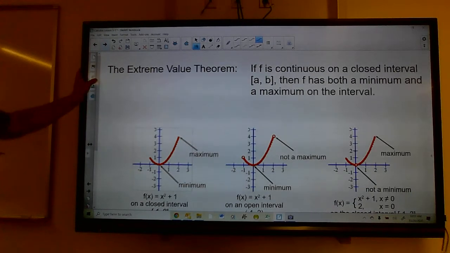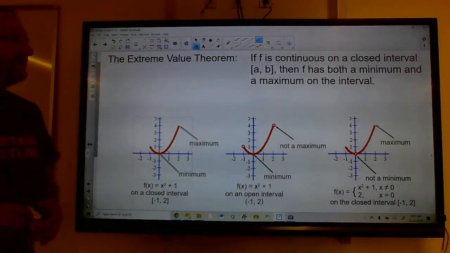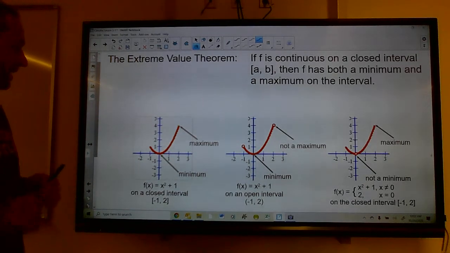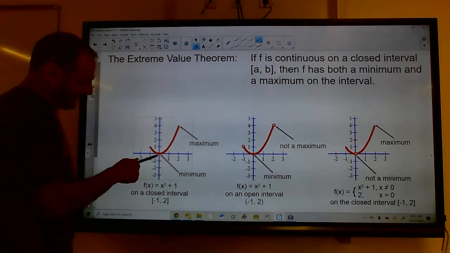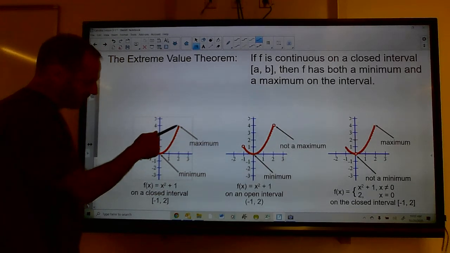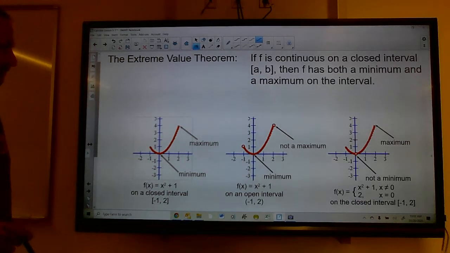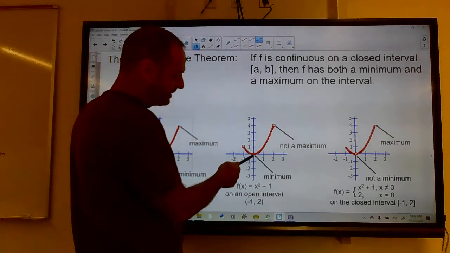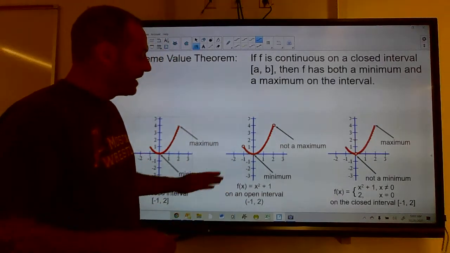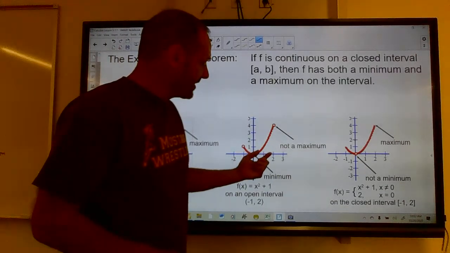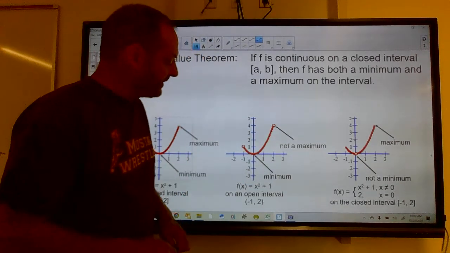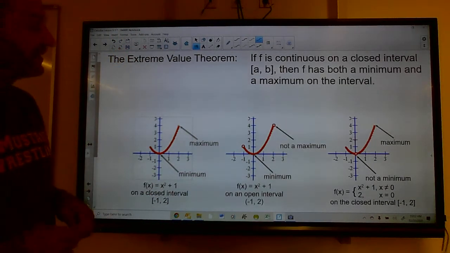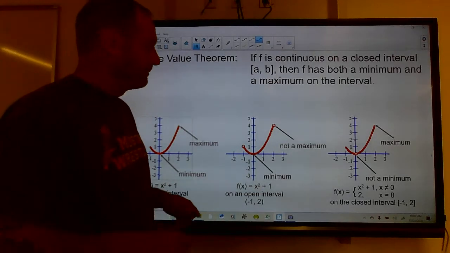So the extreme value theorem: if f is continuous on a closed interval [a, b], then f has both a minimum and a maximum on the interval. So if you look here, this thing has an absolute minimum right there. And since it's a closed interval, it has an absolute maximum. This one here has an absolute minimum, but it does not have a maximum at all because this is an open interval. This thing is not defined at 2. It gets bigger and bigger as it gets closer to 2, but since it doesn't ever reach 2, it's undefined there. It does not have a maximum there.